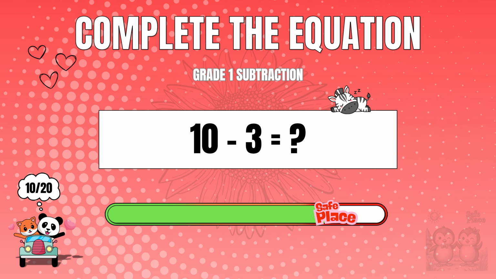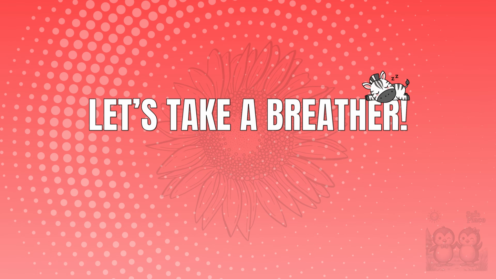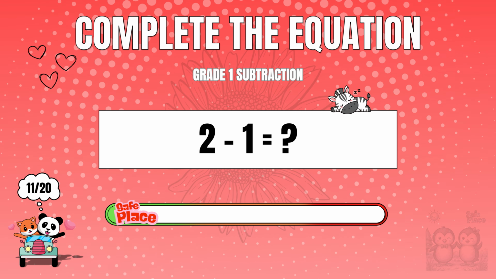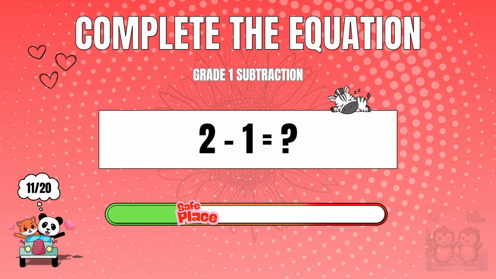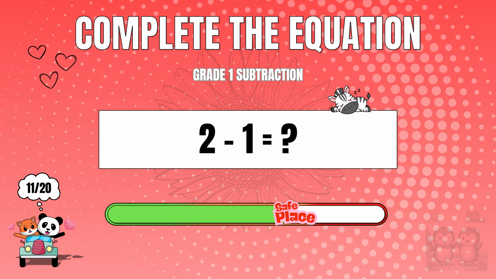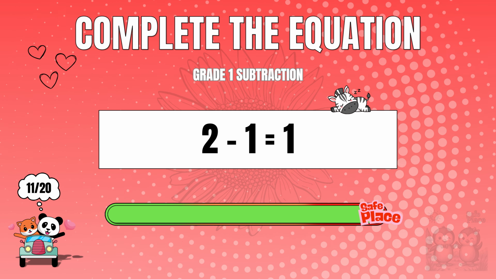3, 2, 1. That's right, 7. Let's take a quick breather. Are you doing well so far? Keep going. Try this one. 2 minus 1. Three, 2, 1. Easy. It's 1.